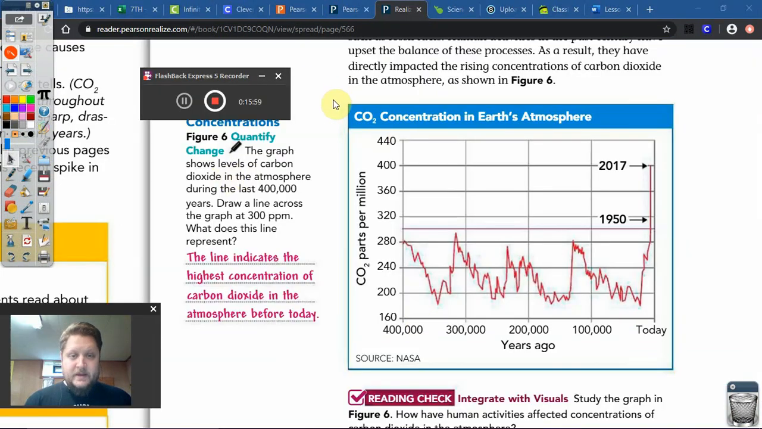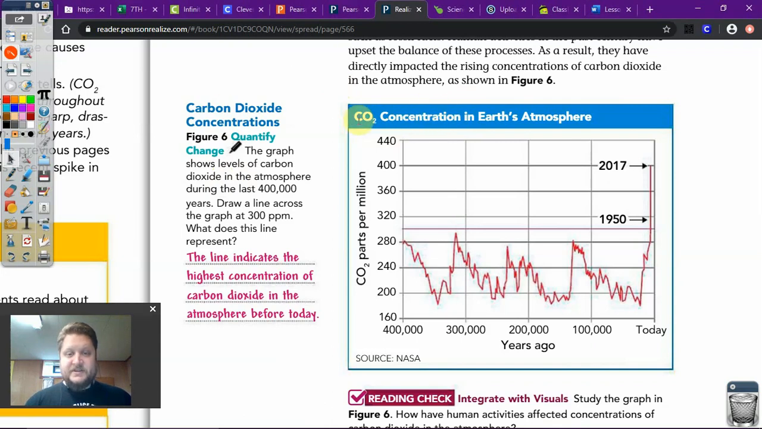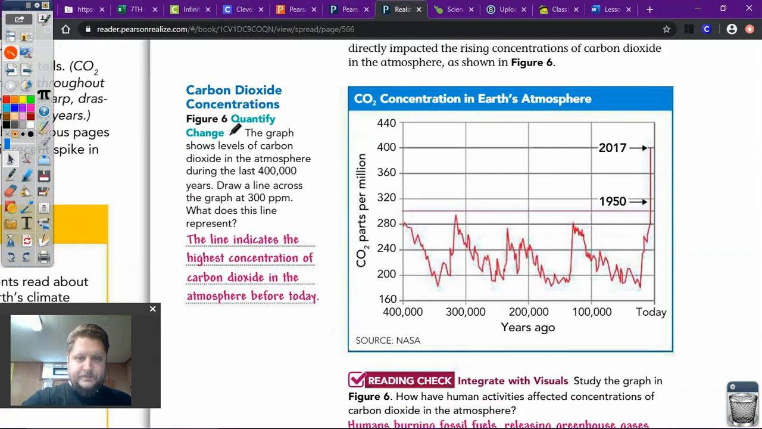Okay, so going back to our concentrations of carbon dioxide. If we're looking at this, we're on the last page, page 402. The directions here said draw a line across the graph at 300 parts per million. So that's this line right here. If you notice, as we went back 400,000 years ago, the amount of carbon dioxide has gone up and gone down, kind of just like the temperature has gone up and gone down over time. I would actually have to compare these side by side, but it kind of looks like it's the same trend.